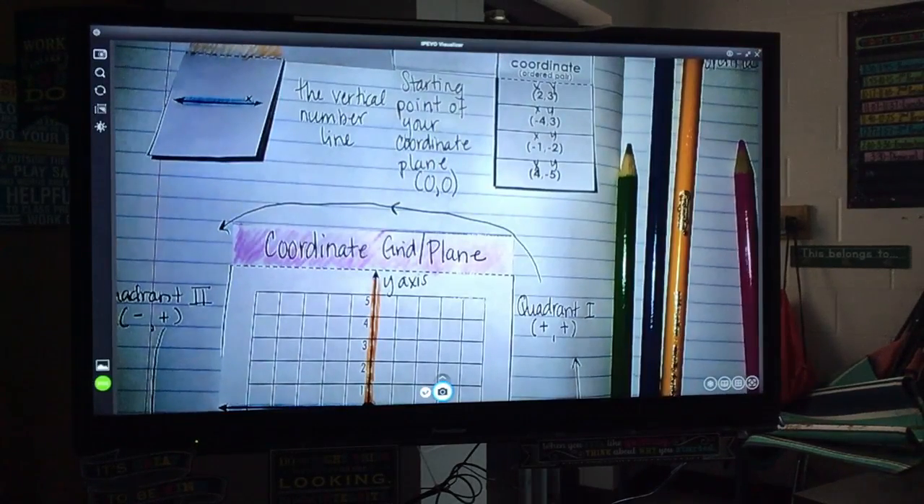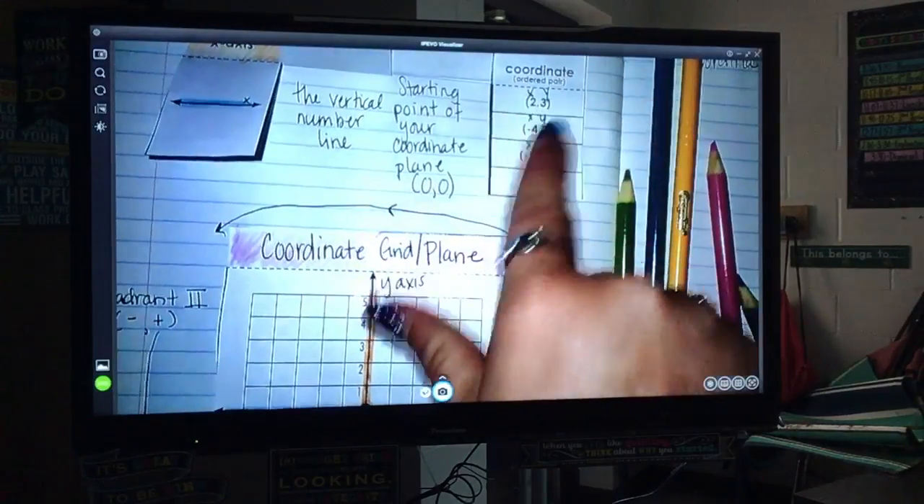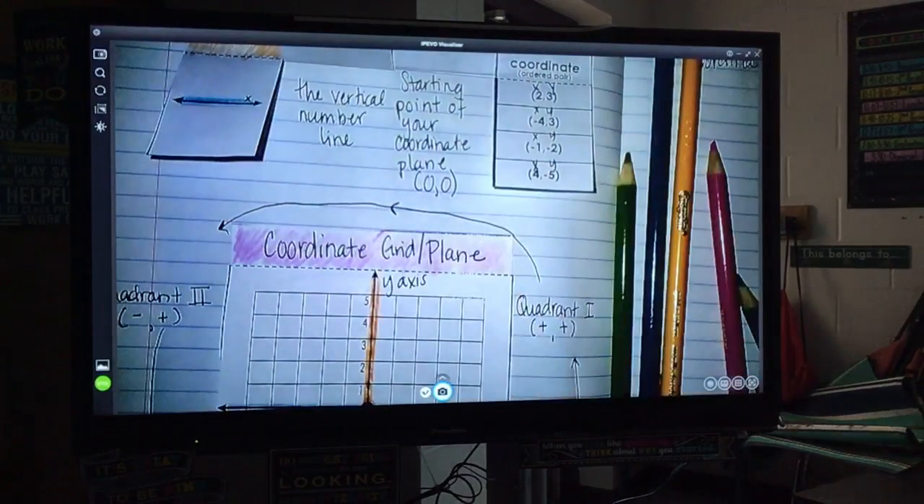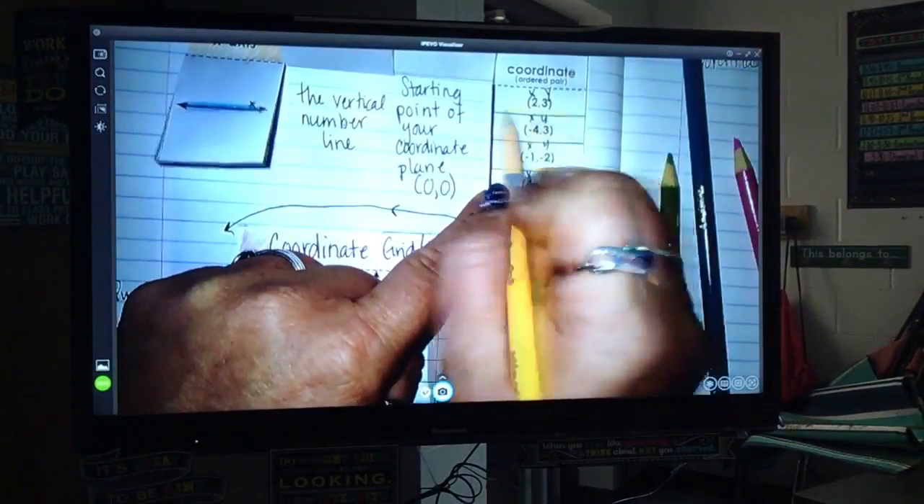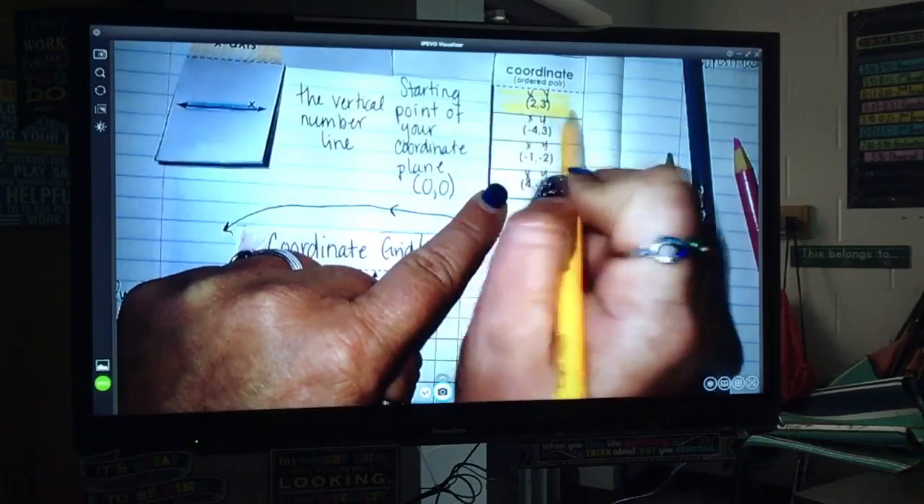Alright, so go ahead and decide now what each coordinate or ordered pair is going to be what color, and just color in that little box, so you know what you're going to be using.